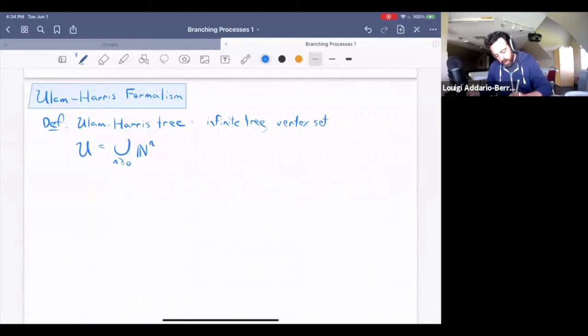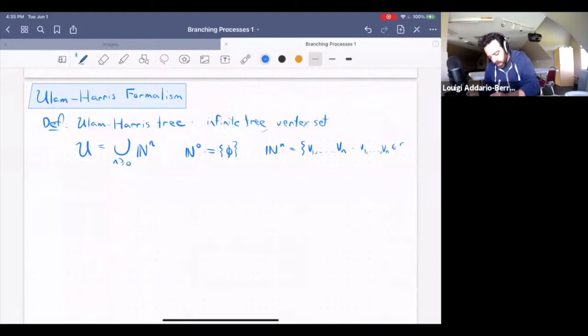Okay, so by definition we take ℕ^0 to be a single element set containing what will be the root vertex. And then ℕ^n corresponds to strings of integers of length n. The way the tree is constructed, there's the root ∅, and the root has countably infinitely many children, the first generation, indexed by 1, 2, 3, and so on.